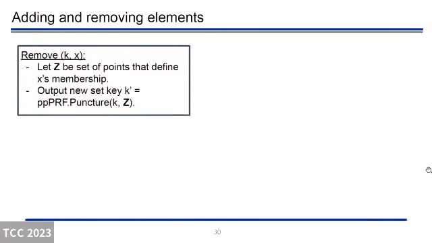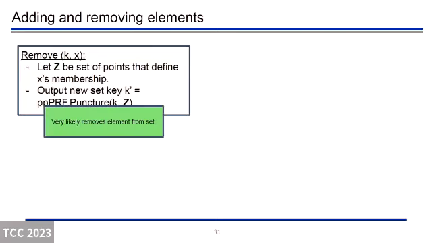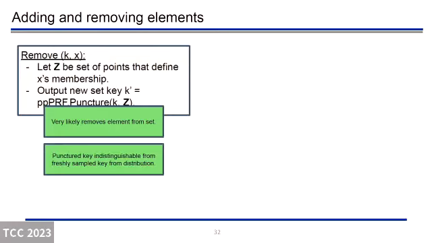So we take Z to be the set of points that define X's membership, and we just puncture this key, initial set key at Z. What this gives us, if you recall the definition of the set, is that with very high probability, we're going to remove this X from the set because we need all this set of points to evaluate to 1. And if we re-randomize them, then very likely one of them is going to flip to 0. And also by the puncture property, we get that this new key hides which element was operated on.